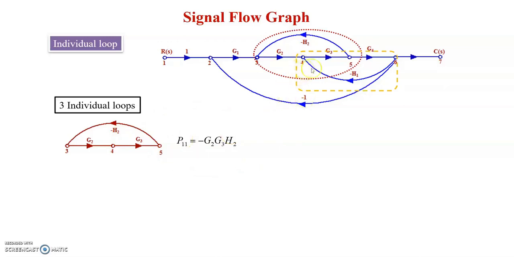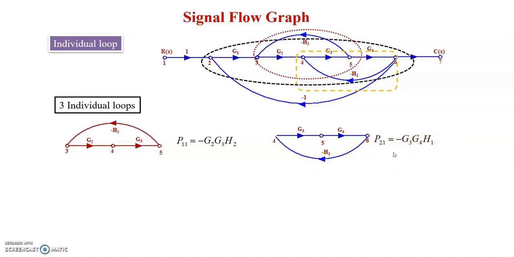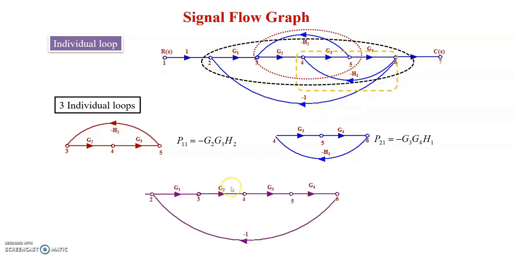The second loop is 4, 5, 6, 4, the second individual loop. You can draw that one and note the gain product for that one. So that is minus G3, G4, H1. The final individual loop is 2, 3, 4, 5, 6, 2. This is another loop. You can draw that one and note the corresponding gain product, minus G1, G2, G3, G4. So these are all the 3 individual loops.